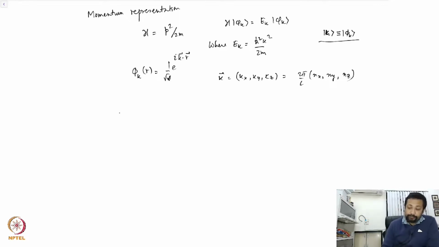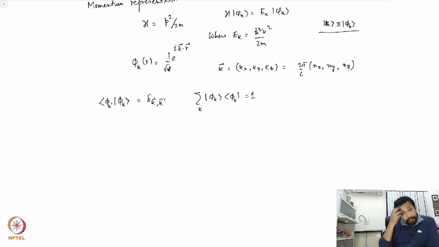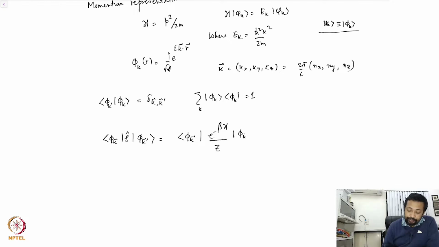Now the eigenfunctions are orthonormalized, which means <phi_k'|phi_k> is delta_{k k'}, and they form a complete set. So now I want to calculate the density matrix in this momentum representation, and I know how to do that. I have essentially <phi_k| rho hat |phi_k'>, which is <phi_k| e to the power minus beta H over Z |phi_k'>.